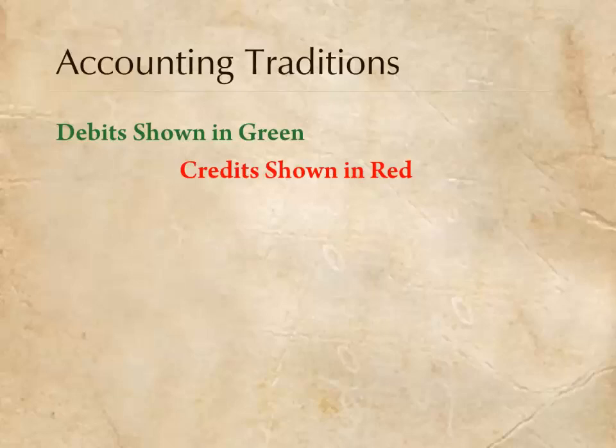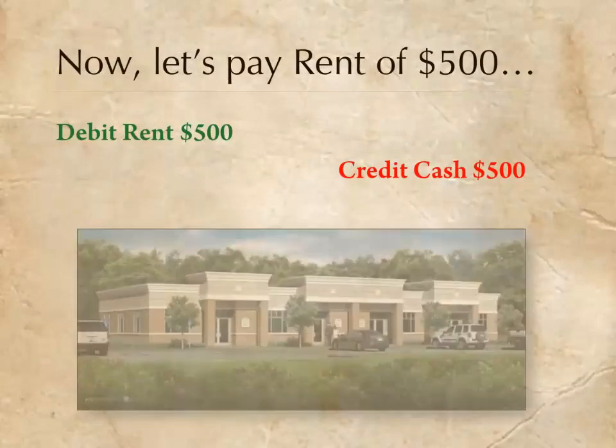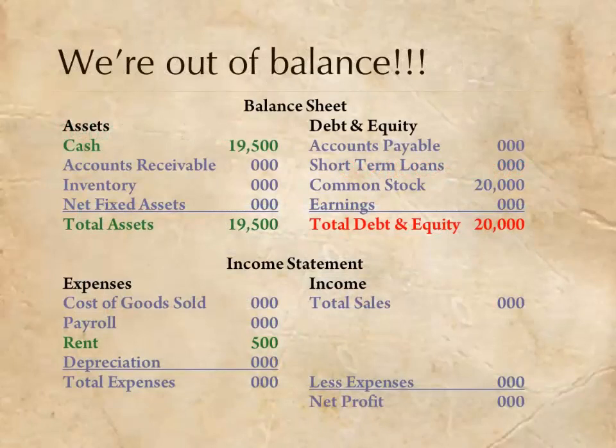Now, let's pay some bills. Business always has bills when it gets started. Let's pay the rent for $500. That's not much rent, but it's all we owe. We have to account for it, so we debit rent expense for $500, and we credit cash for $500. Let's see how this affects our financial statement. The first thing we notice is that our financial statement is now out of balance. That means total assets no longer equal total debt and equity. We'll fix that in a minute.